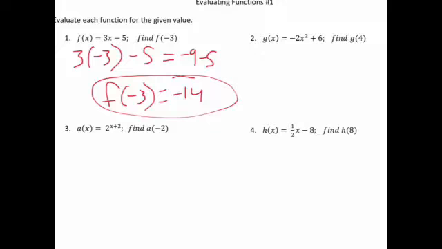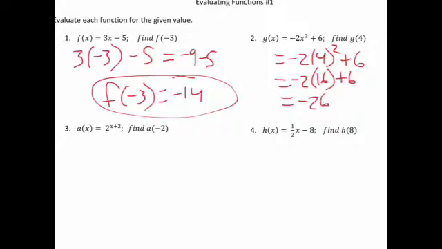That brings us to the next one. You need to put in 4 for the x, so we get -2 times 4 squared plus 6. Remember to do the square part first. So we're going to have -2 times 16 plus 6. Well, -2 times 16 is -32. Add 6, you're looking at -26. And that's going to be what g of 4 is equal to.